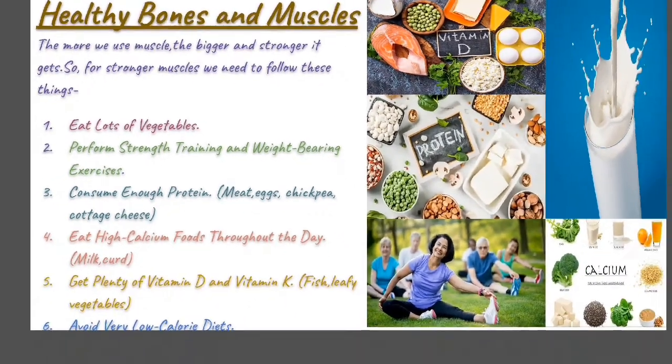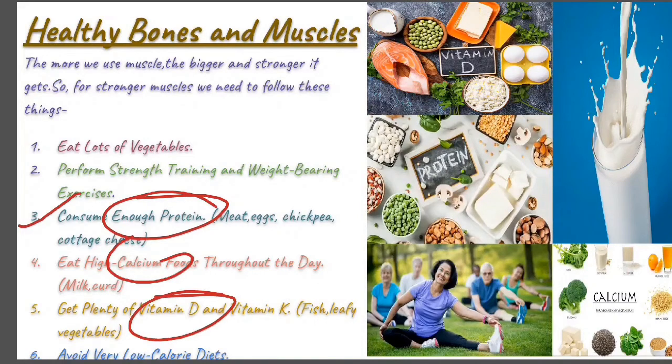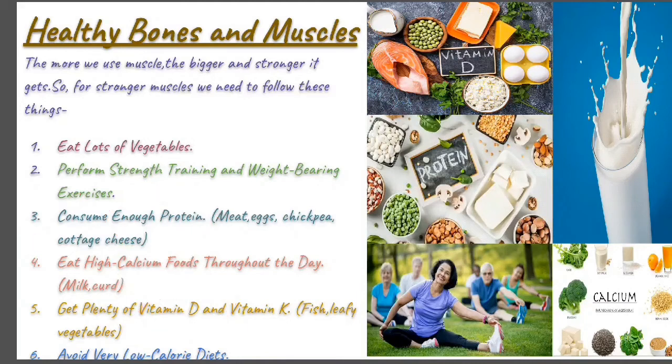Now consume enough protein, calcium and vitamins. These are minerals, protein and vitamins that are very much required; they are a fuel, and if a machine wants to work in a proper way, it requires proper fuel. So you have to consume proper protein in your diet, which can be meat, eggs, chickpea, cottage cheese, etc.